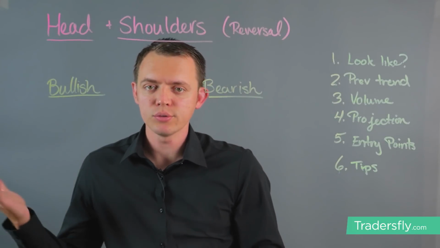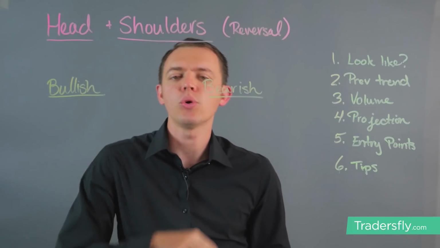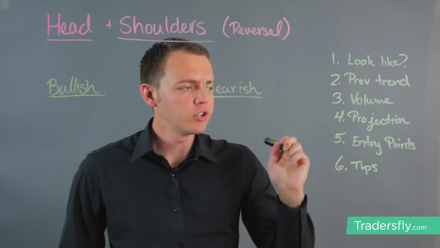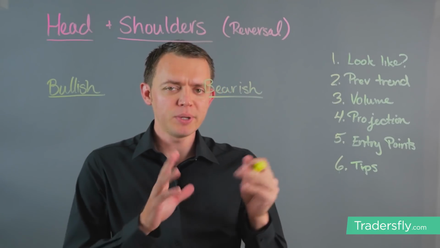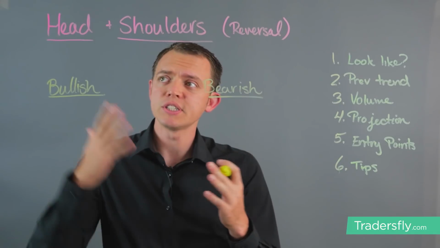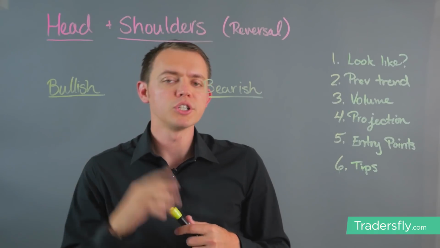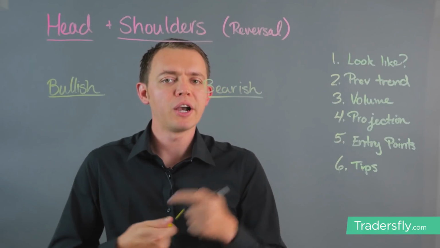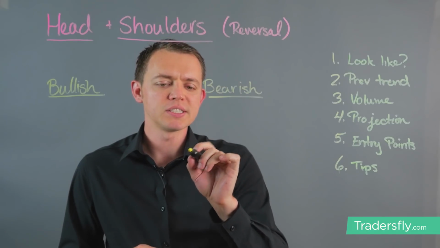Today we're going back to some technical analysis basics, and we're going to take a look at the head and shoulders reversal pattern. We'll take a look at what it looks like, the previous trend, volume, projections, entry point, and a few tips. Now, when we look at this pattern, typically I've seen this pattern be a little more bearish than really bullish, but there is an inverse head and shoulders pattern, which would be the bullish pattern where it goes to the upside, but I've seen it more in the bearish context. So let me show you what the bearish pattern looks like, because this one's a little more common.